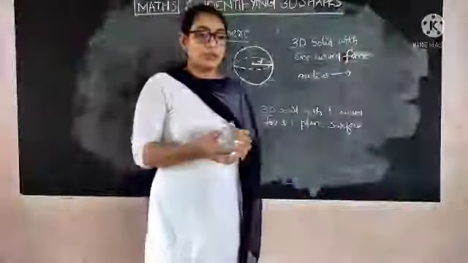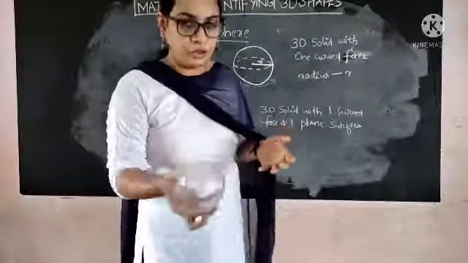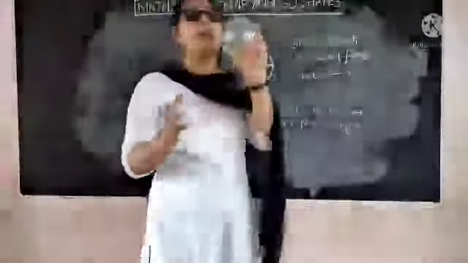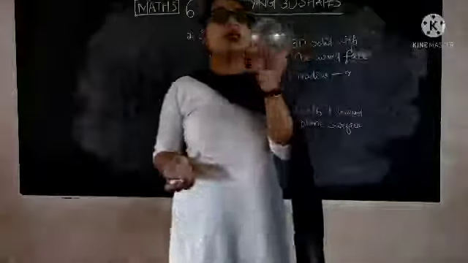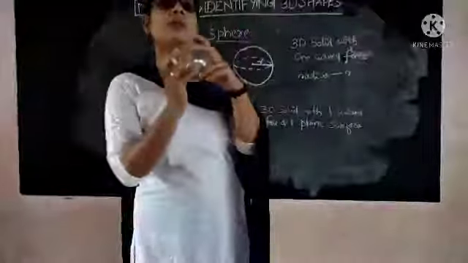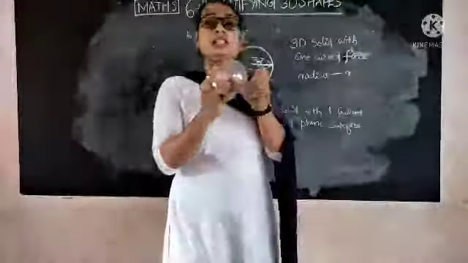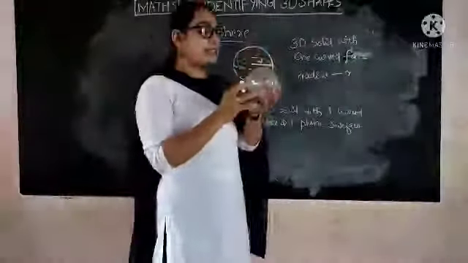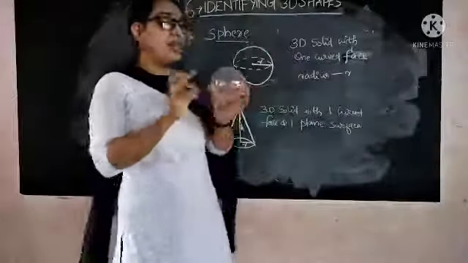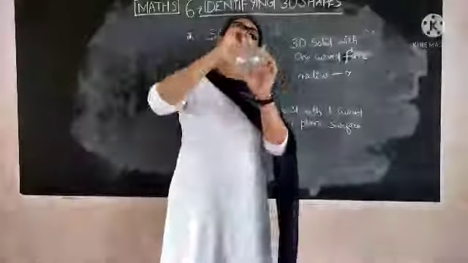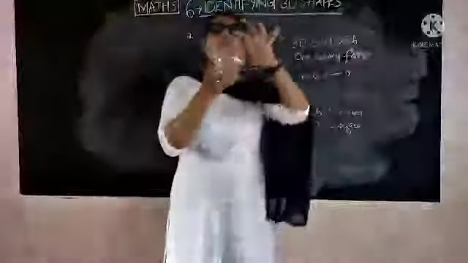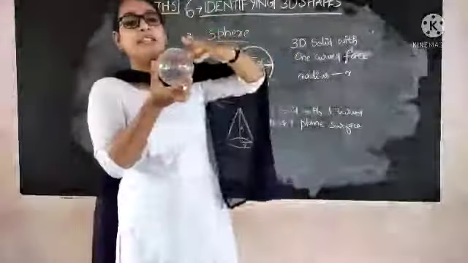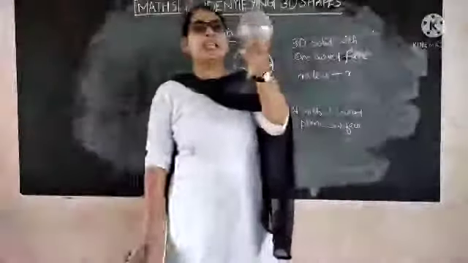The next shape we are going to study is the sphere, like a ball. You see a ball. This is called a sphere. A sphere is a 3D solid with only one curved face. Only a curved face, no plain faces. No plain face can be seen here.